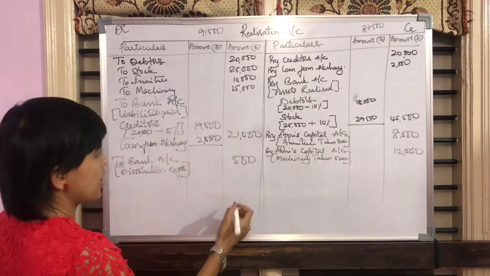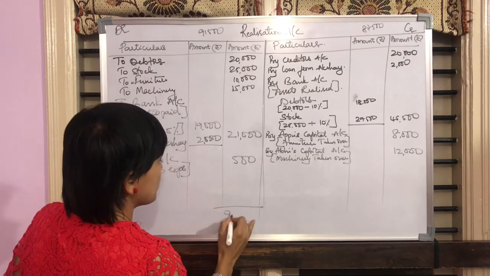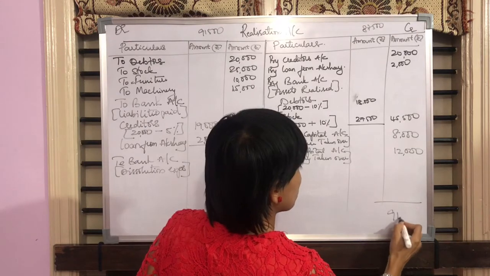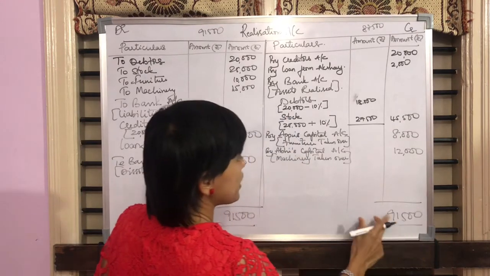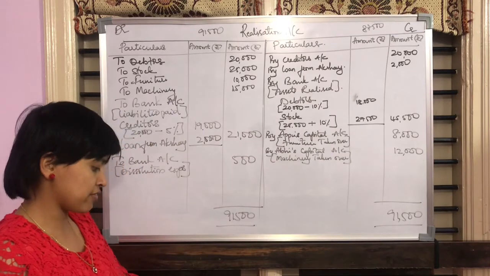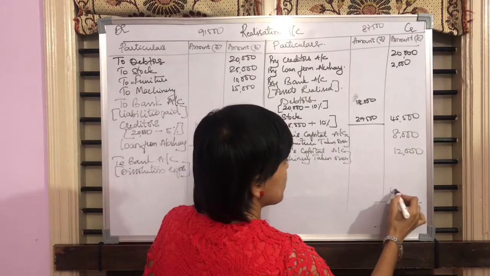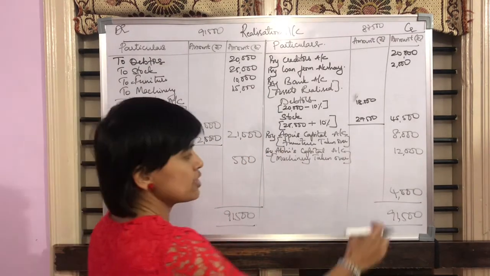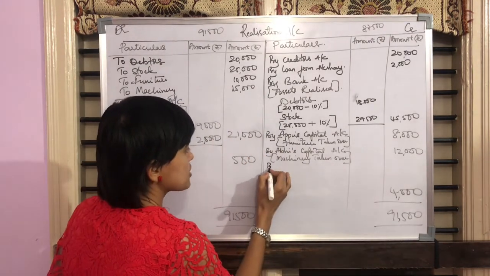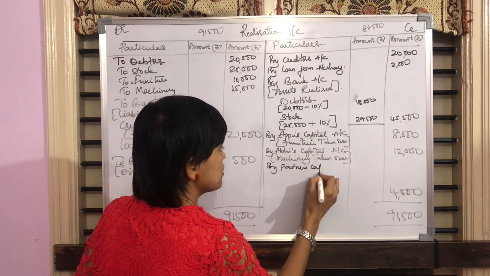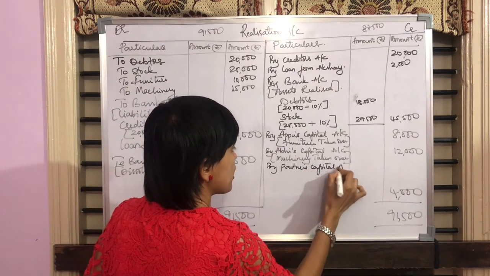So let's write the highest amount, which is 91,500, on both the sides. 91,500 minus 87,500, we will get realization loss, which is rupees 4,000. This realization loss is now to be shared among the partners in the profit sharing ratio.